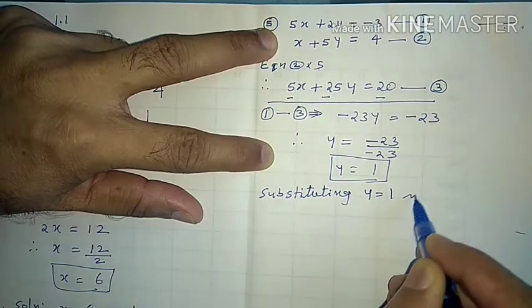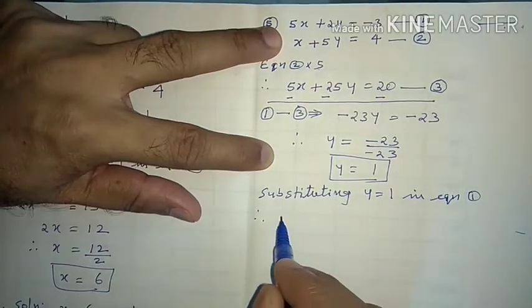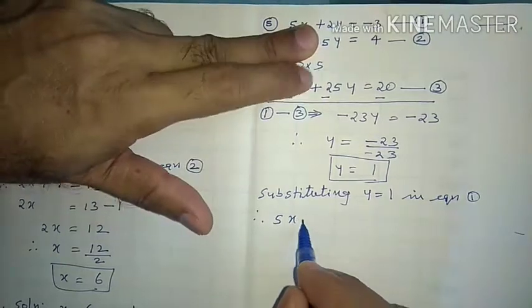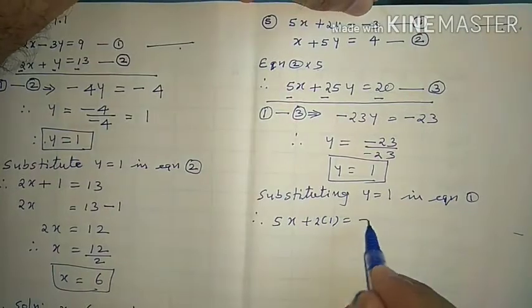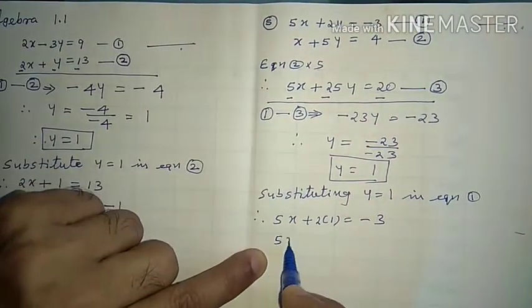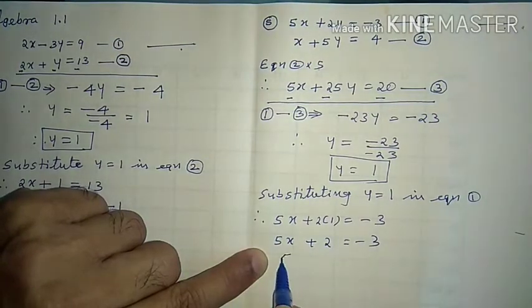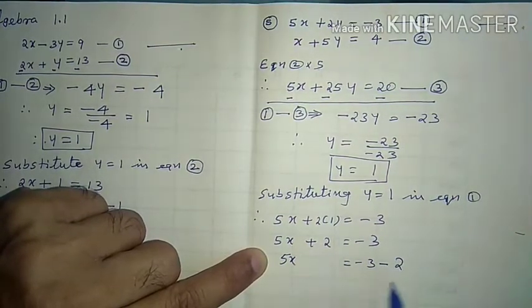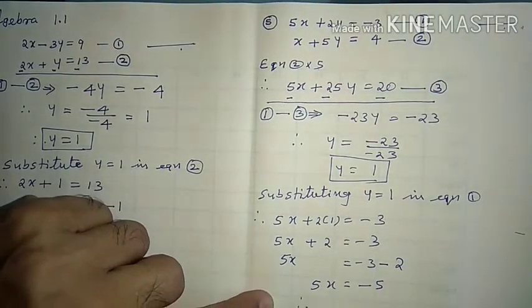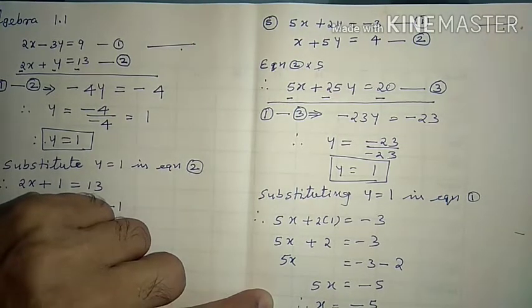Substituting y is equal to 1 in equation 1, therefore equation 1 becomes 5x plus 2 into y, and y is equal to 1, equal to minus 3. Therefore 5x plus 2 into 1 equals minus 3. 5x is equal to minus 3, and plus 2 goes to that side as minus 2, opposite sign, you know. So minus 5. This is 5x. We want x only. x is minus 5 upon 5, which is equal to minus 1.